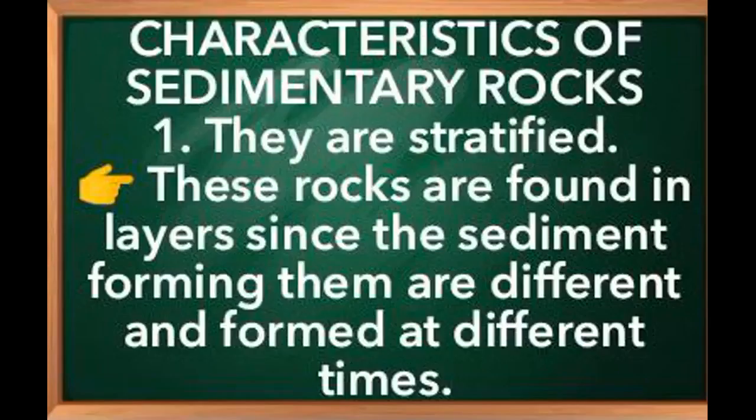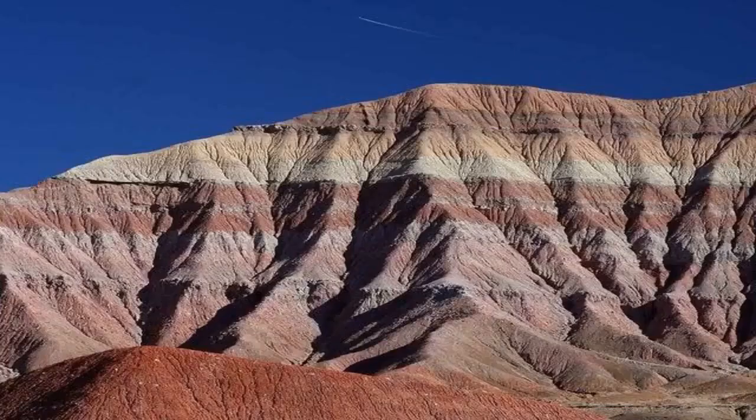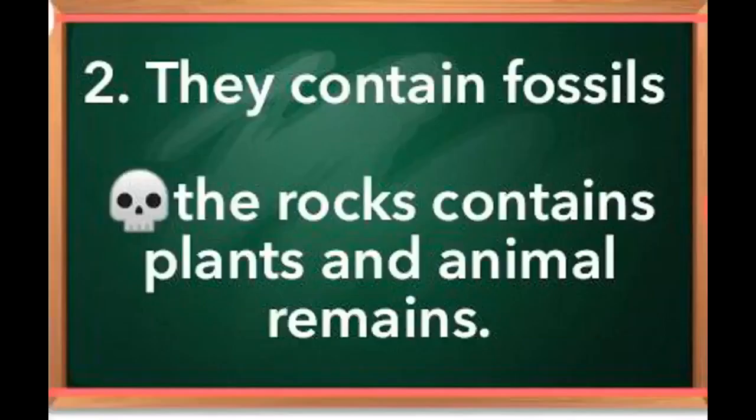Let's see characteristics of sedimentary rock. Characteristic number one is they are stratified. Stratified means they are formed in layers. You can see these rocks form layers. So for example, speaking about layers, you can see this picture here that since they are deposited at different times, the rocks are of different layers. There is a layer at the bottom, a layer in the middle, and there is also another layer.